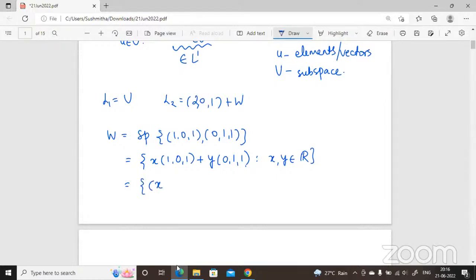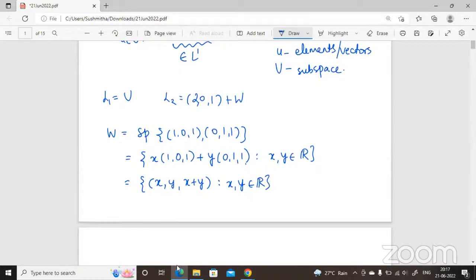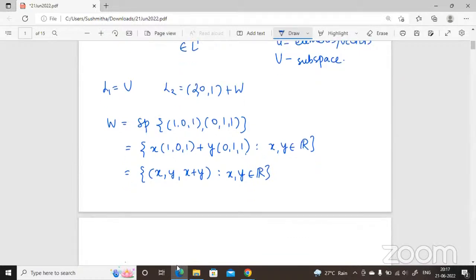So this is nothing but (x, y, x+y) such that x, y belong to R. I'm just multiplying this x inside. x and y are scalars for me, so you're doing the usual scalar multiplication and then addition and getting this vector. So this is nothing but the set of all (x, y, z) where z is equal to x plus y. The third component, you can write these vectors as x and y are varying.